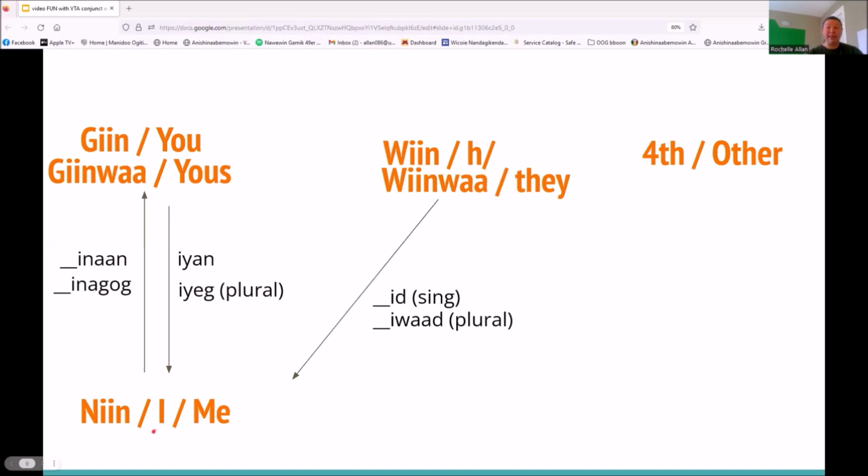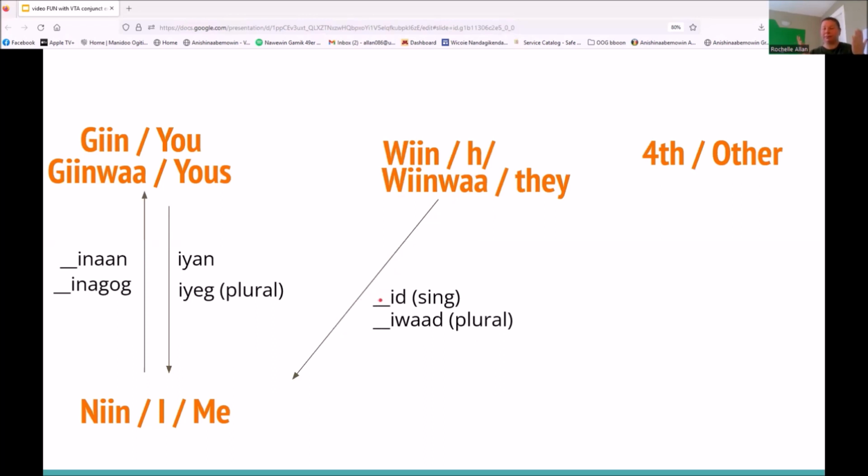This is me, the speaker. I mean, whatever you want to call it. Here's you, the person I'm talking to, Geen. And then here's our third person and our third person plural. So I've put the singulars at the top and the plurals at the bottom. And these are the conjugations. So the verb goes ahead of the conjugation.